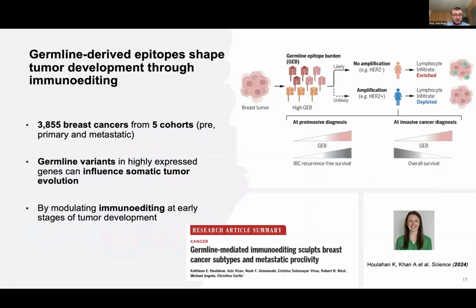Then another thing that Katie led using again the platform was understanding the germline, how mutations in the germline, specifically in epitopes, can be used as a way to understand cancer initiation. So she looked at 3,800 breast cancers across 5 cohorts from primary to metastatic settings, and she found that germline variants in the highly expressed genes can influence somatic tumor evolution, and they do so by modulating the so-called germline epitope burden. If it is increasing at the early pre-invasive stage, it's good for you, but if it is increasing at later stages, it is not good for you. So the germline epitope burden does this by modulating immunoediting at early stages of tumor development.